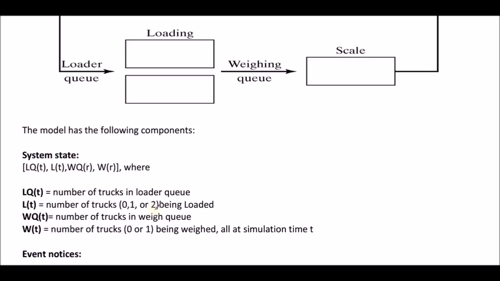Since we have mentioned that there are only 2 loaders, L of T could either be 0, 1 or 2. If it was 3 loaders, it would be 0, 1, 2 or 3. So that depends on how many loaders you have. Then the next is WQ of T. That indicates the number of trucks in the weighing queue over here that are waiting to be weighed on the scale. The next we have is W of T, that indicates the number of trucks being weighed. This indicates how many trucks are at the scale at that moment. Since we only have one scale over here, it will either be 0 or 1.